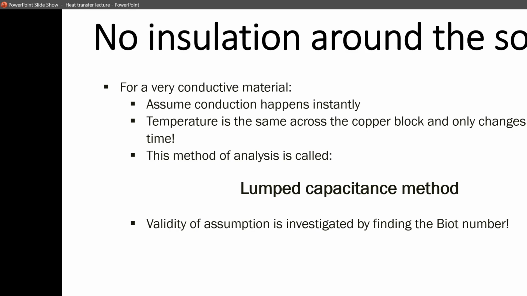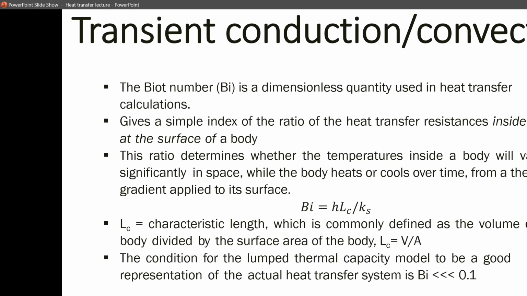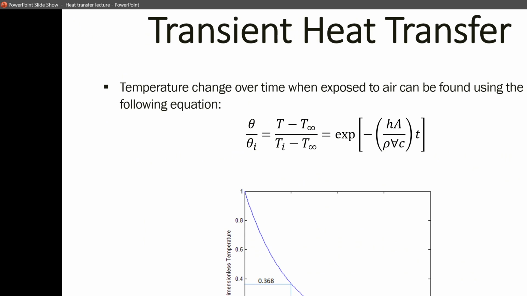Okay, so we are making an assumption here, and the assumption is the conduction inside the copper block happens at a much faster rate compared to the convection outside of the block. What is the result of this assumption? We can find an equation for the changes of temperature with respect to time. This is the temperature that is changing with time.